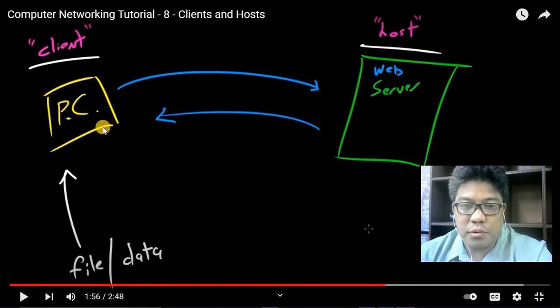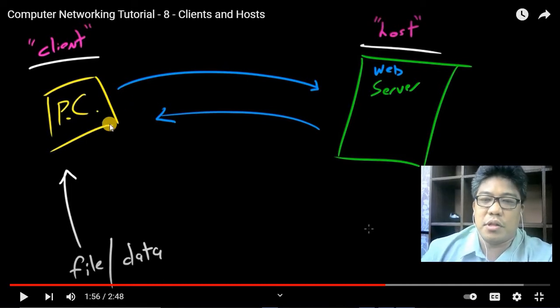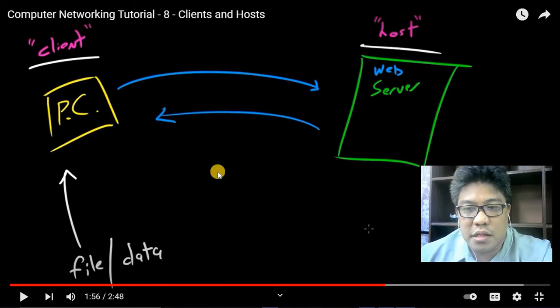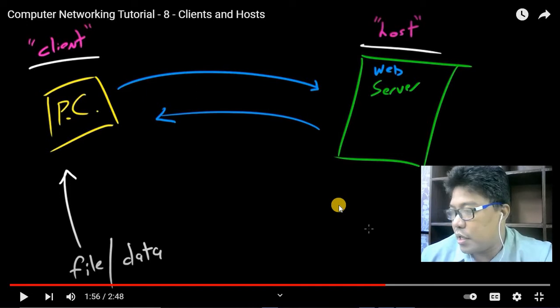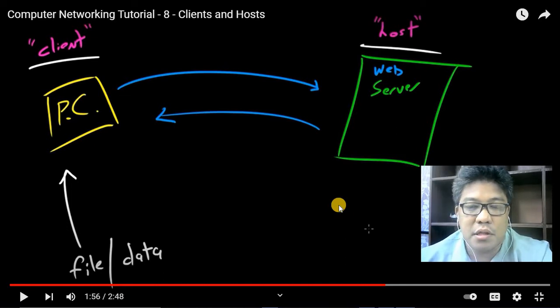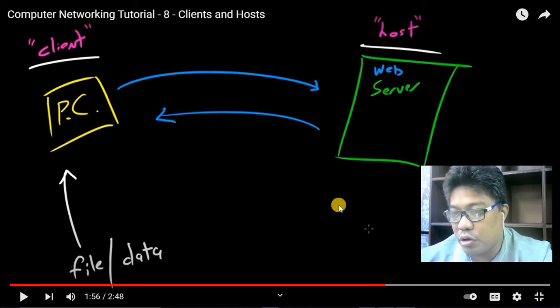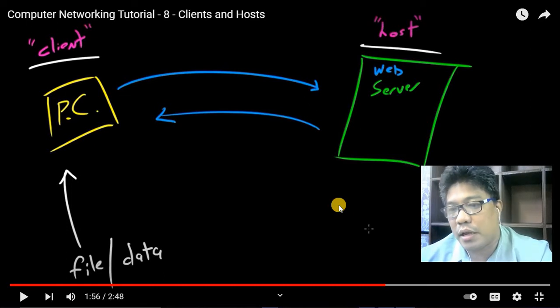A client computer, for example this PC, is the one who always gets something from another computer. Imagine that we have a pizza business. The one who gets or buys the pizza is called the client. They are the customers. So in networking terminology, the pizza will be our file or data or information, where the client requests that file or that pizza.